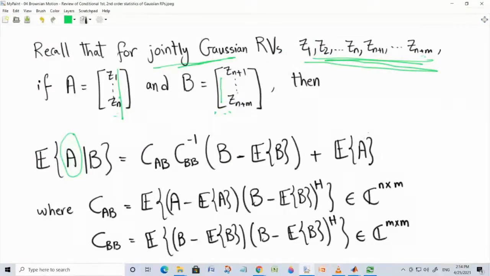So the conditional expectation is the expectation of vector A plus a term that depends on B. The term has B minus the expected value of B, generally speaking. Those two expectations will go away if the random variables are zero mean, like in our case if we have a Wiener process. But this is the general formula. Then we multiply two matrices: one is the matrix of the cross covariances between the components of vector A and the components of vector B, and the other is the covariance matrix of B, inverted.